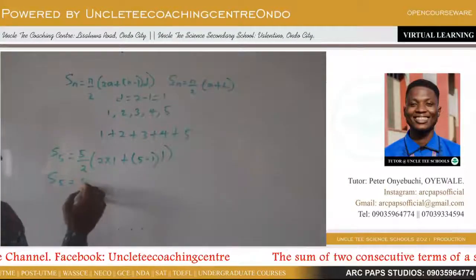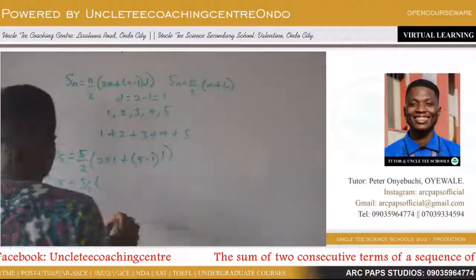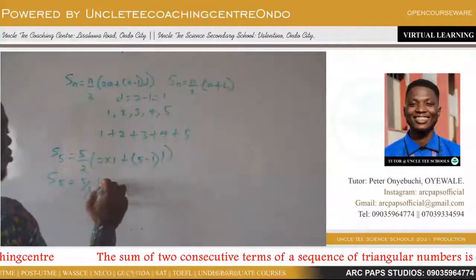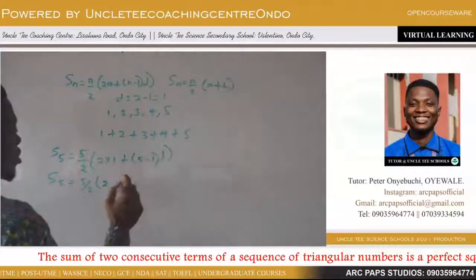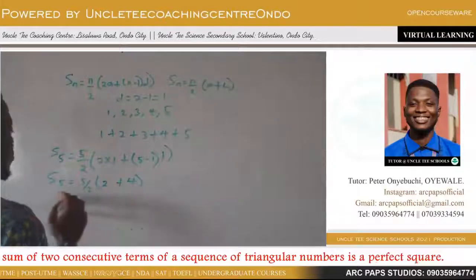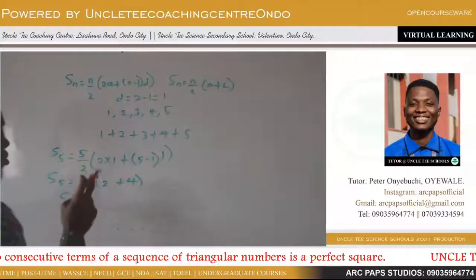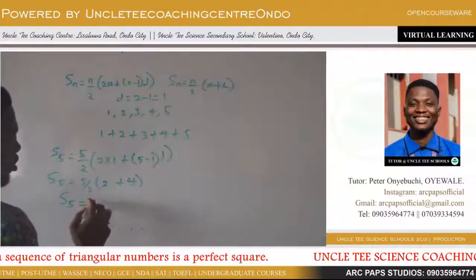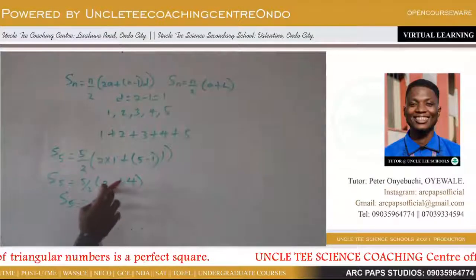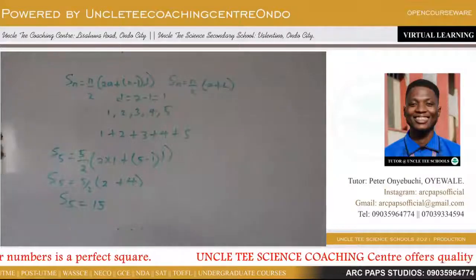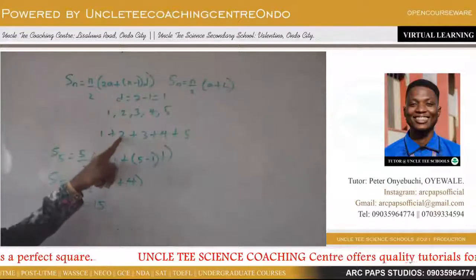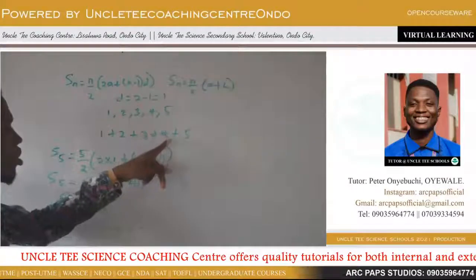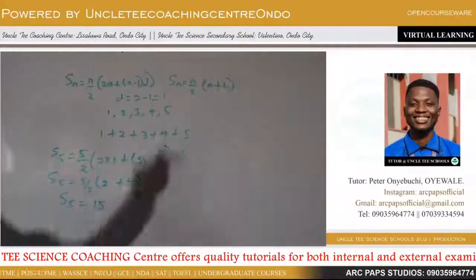So S5 will give us 5 over 2 into 2 times 1, which is 2, plus 5 minus 1, which is 4, times 1, which is still 4. S5 will give us 5 times 2 plus 4, that is 6, divided by 2 is 3, 3 times 5 will give us 15. So the sum of our first 5 terms is equal to 15. Doing this manually, 1 plus 2 is 3, 3 plus 3 is 6, plus 4 is 10, 10 plus 5 will still give us 15.